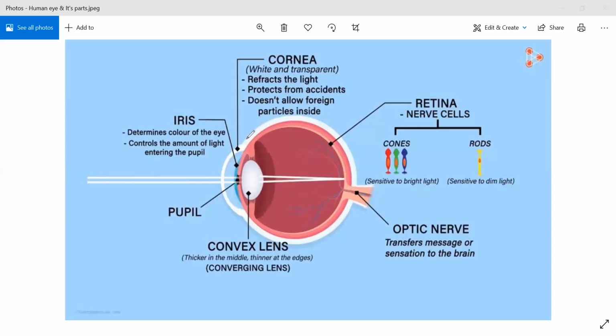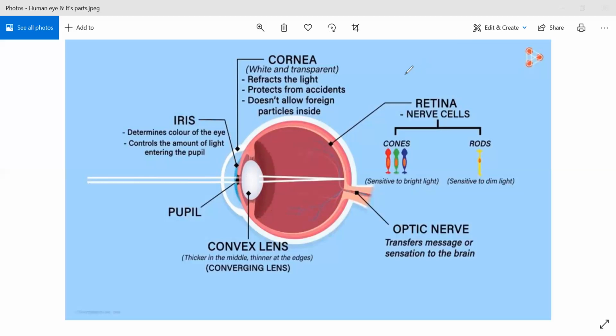Our eye is in the shape of a sphere, right? Well, not exactly, but it looks like a spherical shape. Here we can see the white patch, and I can see some kind of bulge-like shape, isn't it? This shape is called the cornea. It is the outer membrane of our human eye.